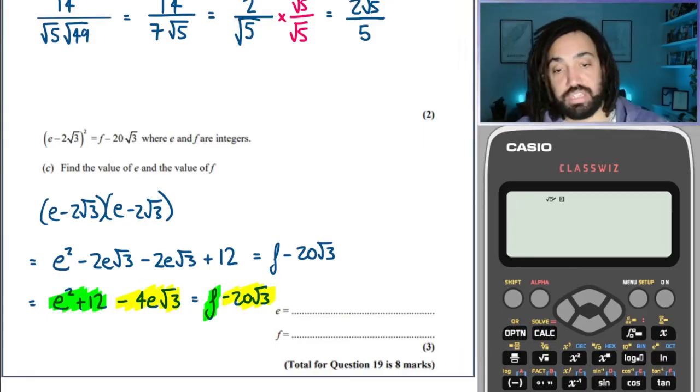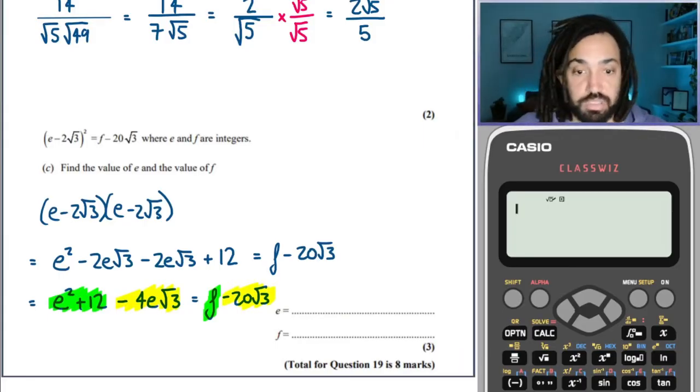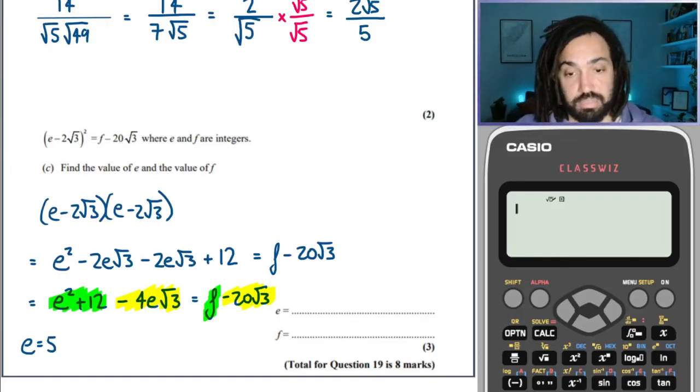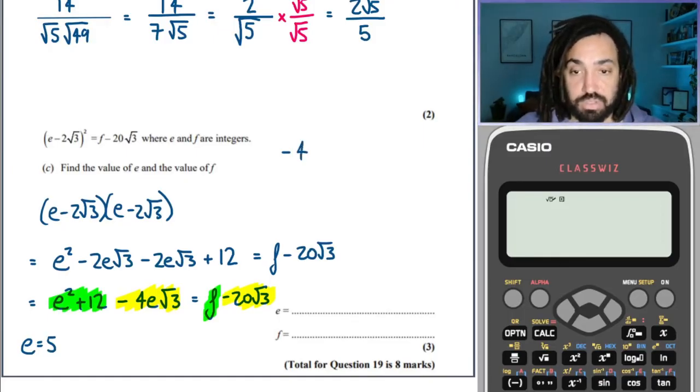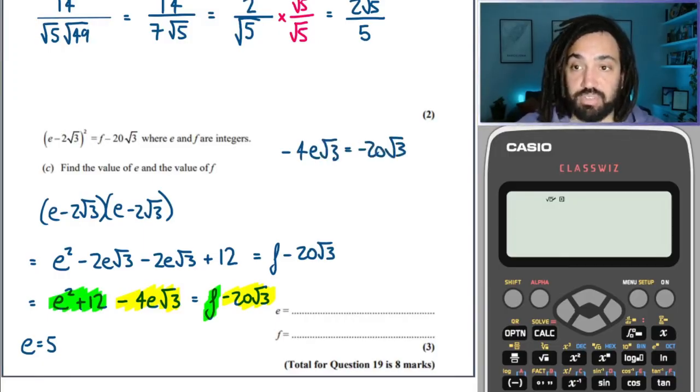So from the green, there's 2 unknowns, e and f, so I'll start with the yellows. And again, I think it's relatively easy to spot here that e must equal 5. Because we've got minus 4 lots of e root 3 equals minus 20 root 3. We could divide through by root 3. We could divide through by a minus. And we could divide through by 4, which leaves 5 left over. So e is equal to 5.